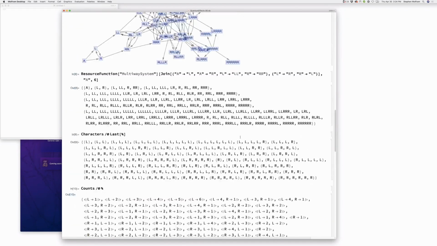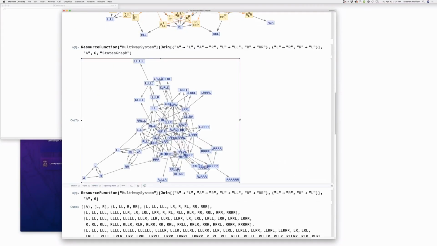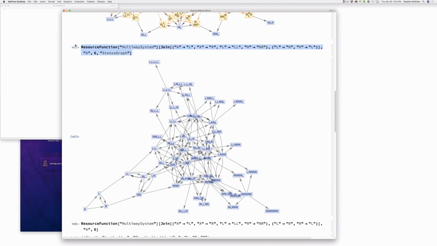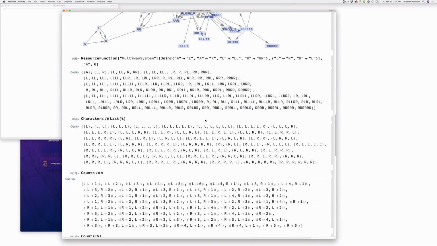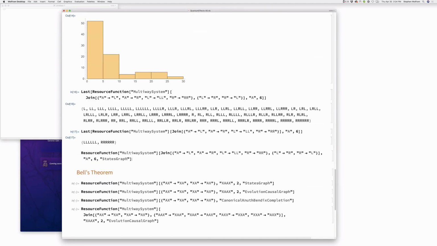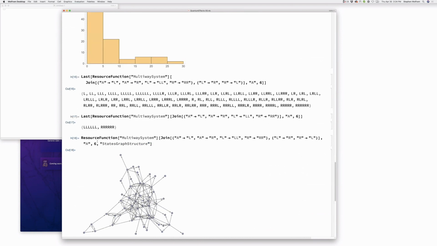let's take a look here. So this is the structure of the space. Let's just look at this space in a slightly more understandable way, hopefully, maybe not, I don't know. Let's say states graph structure. So we're just looking at the structure of that space. And let's go a few more steps.